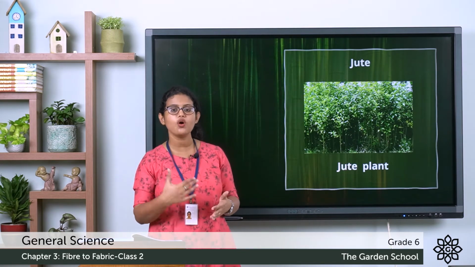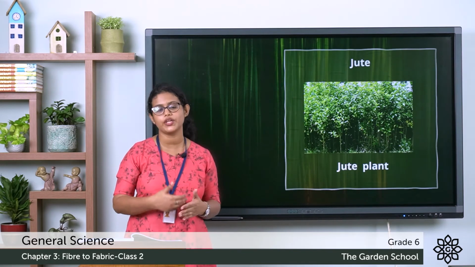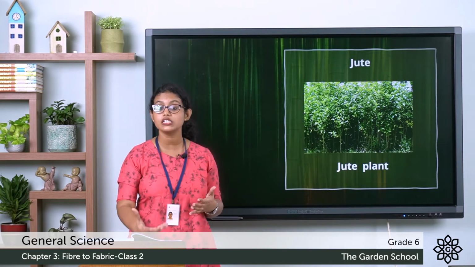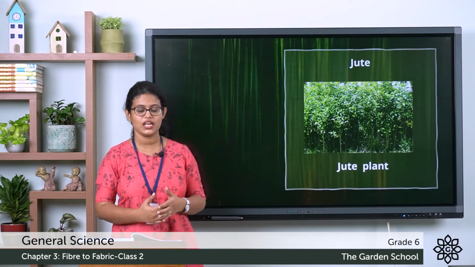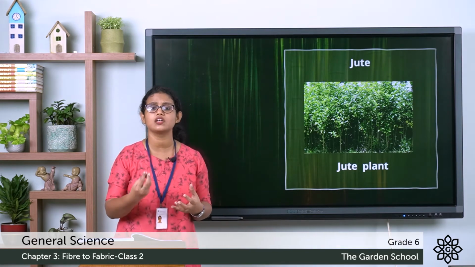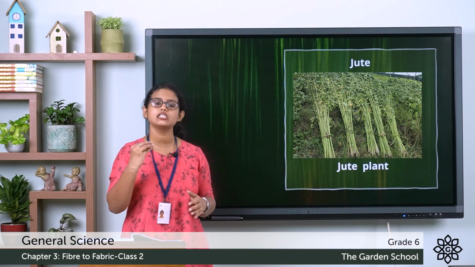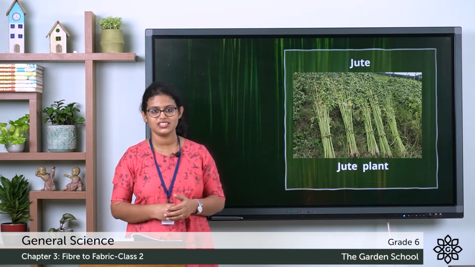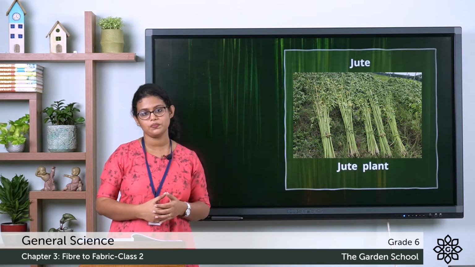That is before the flower forms seeds. So when are they harvested? They are harvested at the flowering stage before the flower forms seed. And where do we obtain this jute fiber? The jute fiber is obtained from the stems of jute. So, the jute fiber is obtained from the jute stem.